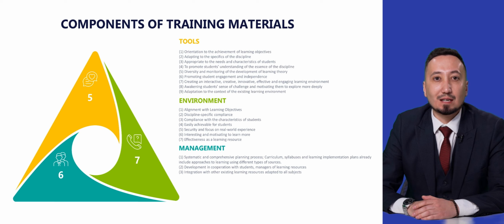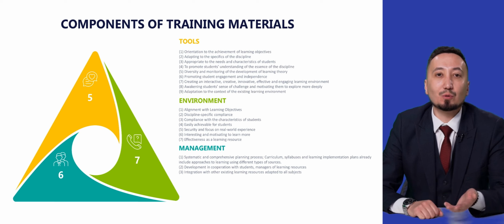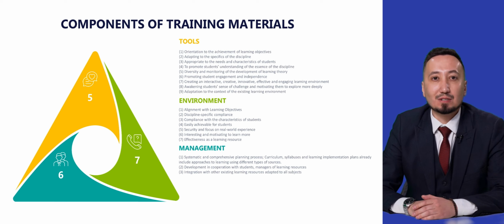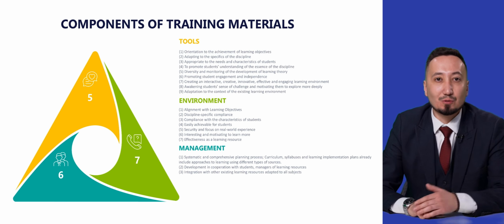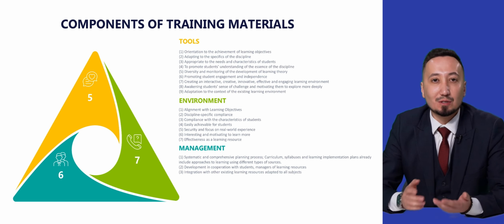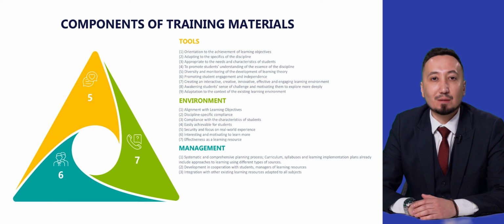The next component is that the environment should correspond to the goals of learning, with the characteristics of the discipline, with the characteristics of students, and be easily achievable for students. It is safe and focused on the formation of real experience. It should also be interesting and motivate to learn more. The environment provides efficiency as a learning resource.